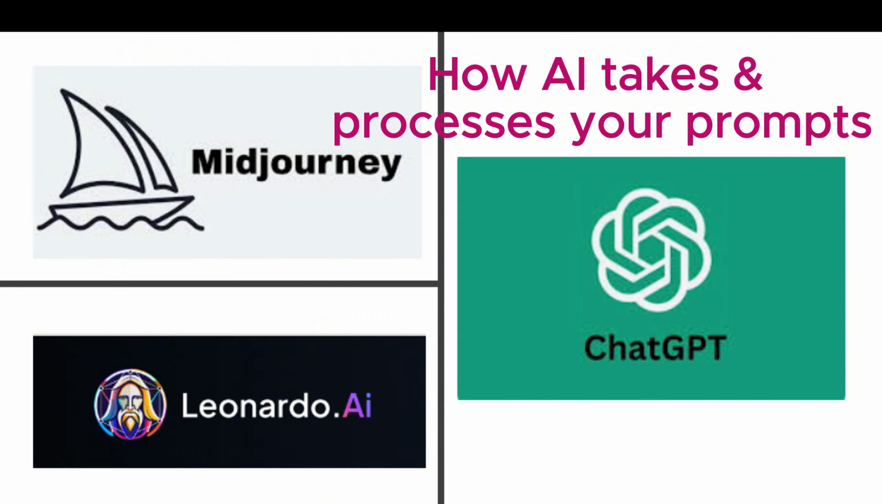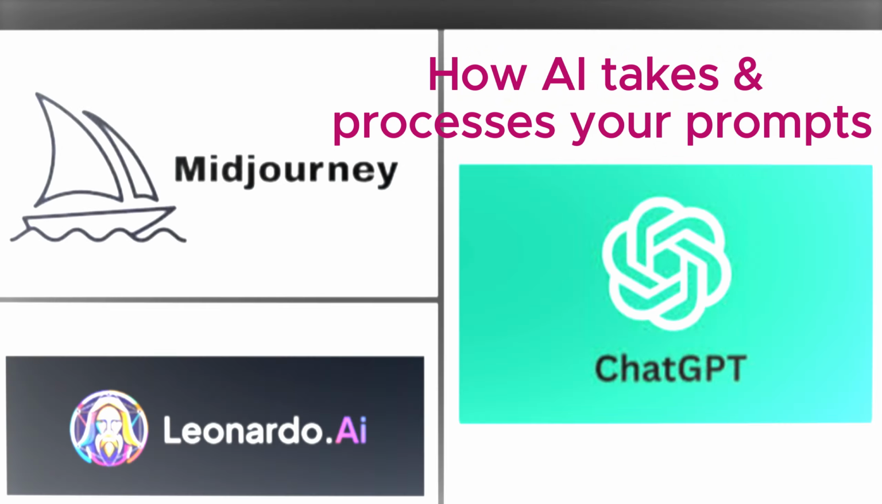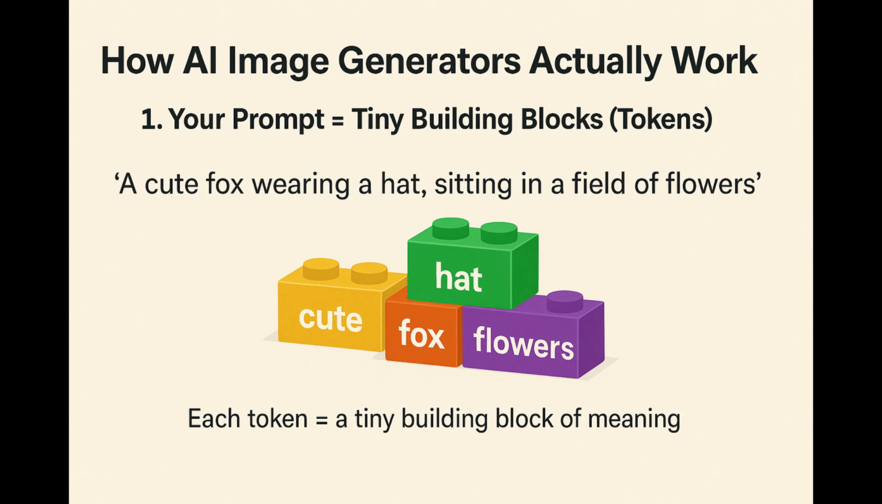you results that feel off or nothing like what you imagined. AI doesn't read your sentence like a person would. Instead, it breaks your words into smaller pieces called tokens. Each token is like a tiny building block of meaning. Example prompt: a cute fox wearing a hat sitting in a field of flowers.